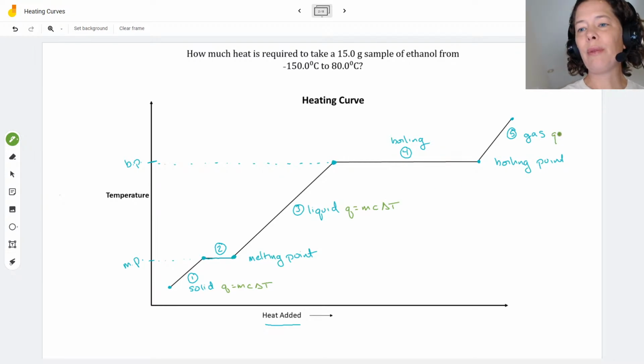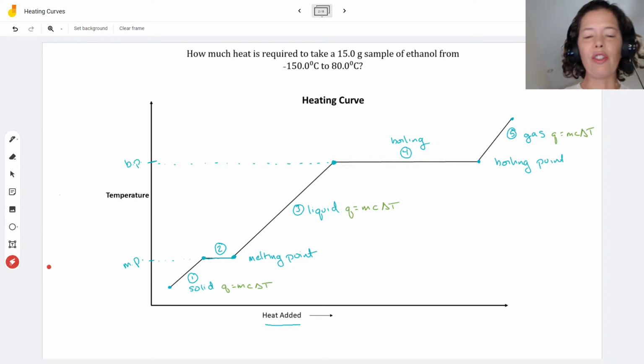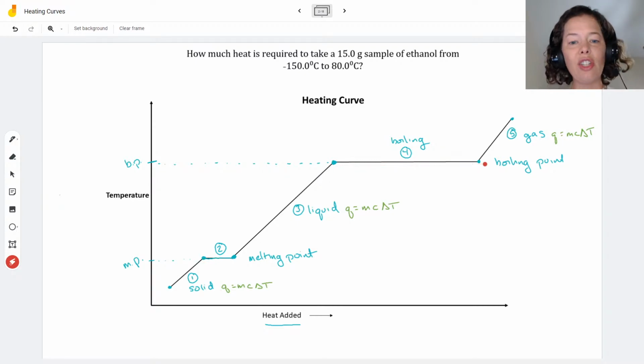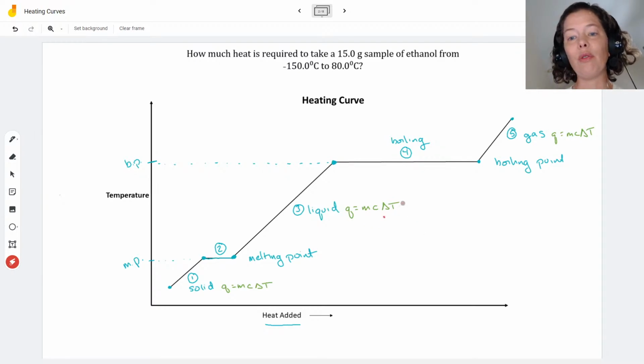And in this last one, which of course begs the question, for these phase changes where the temperature is not changing, if you try to use Q equals MC delta T, of course your delta T would be 0 and your Q would be 0, which we know is not true because we are still adding energy to the system. We're just doing a phase change instead of a temperature change.